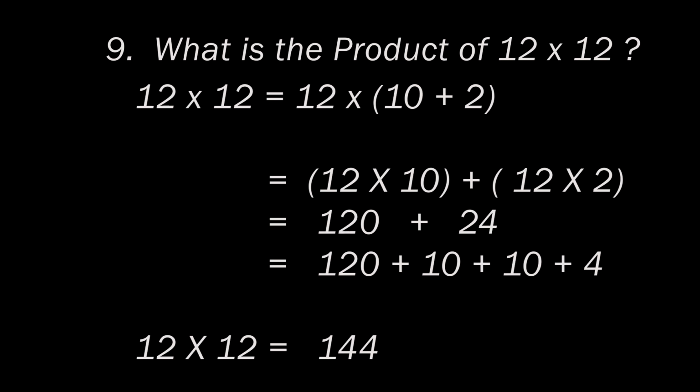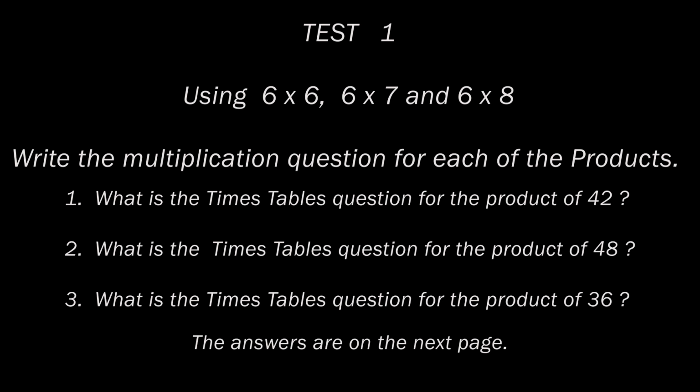Now we solve. 12 times 10 equals, write down the 12 and put the 0, equals 120, plus 12 times 2 equals 24. Now we change the 24 to 10 plus 4, and we add. 120 plus 10 is 130, plus 10 is 140, plus 4 is 144. Therefore, 12 times 12 equals 144. Let's play Jeopardy!